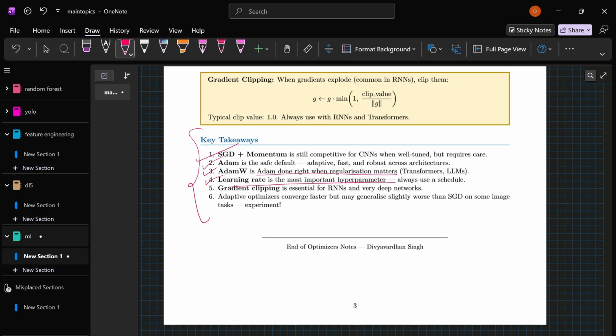Gradient clipping is non-negotiable for RNNs and very deep networks. Adaptive optimizers converge faster, but on smaller image tasks, a well-tuned SGD can give better actual generalization. Okay, so that's all about the complete optimizers in deep learning.